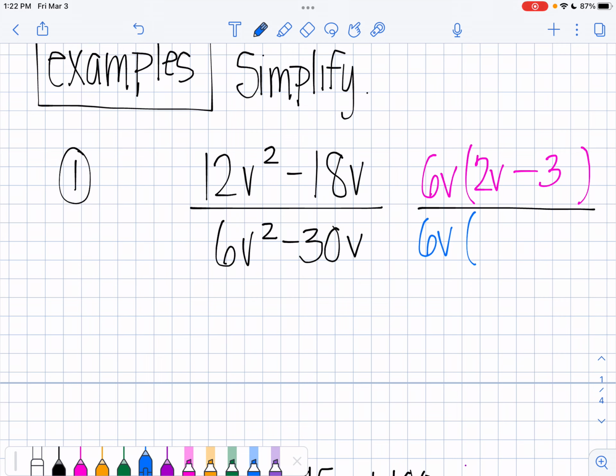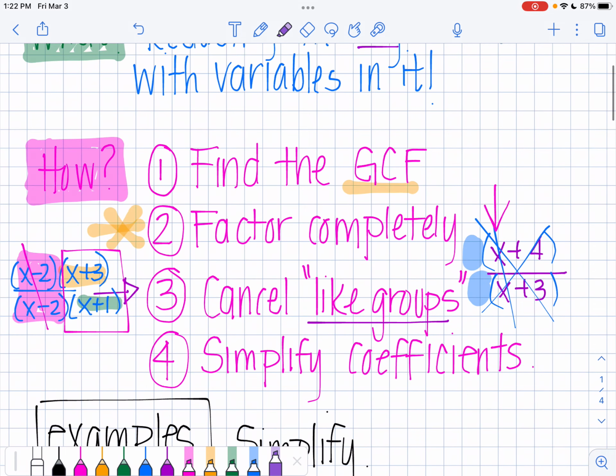6v times how much is 6v squared? V. And 6v times how much is negative 30v? Well, that would be negative 5. Okay, now I factored out my GCF. These I cannot factor anymore. They are already completely factored, so if you go back to your list.